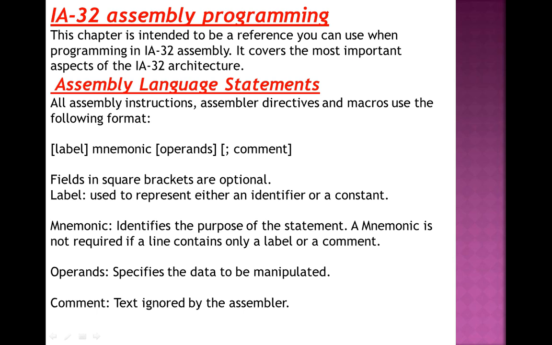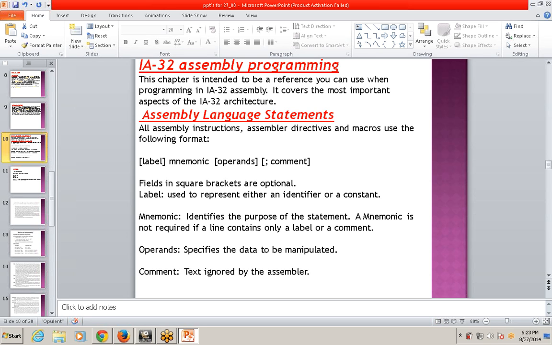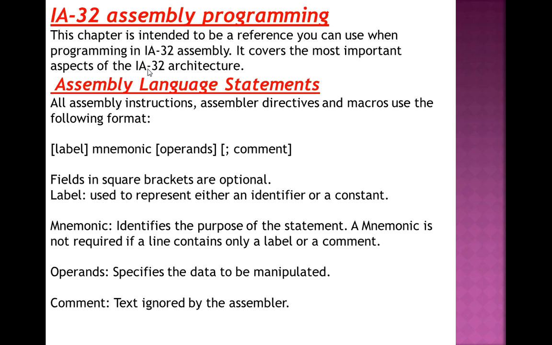Now, as I told you, there are two types of assembly language. One is IA32 assembly programming. So let's talk about what IA32 assembly programming is. This chapter is intended to be a reference you can use when programming in IA32 assembly. It covers the most important aspect: assembly language instructions.